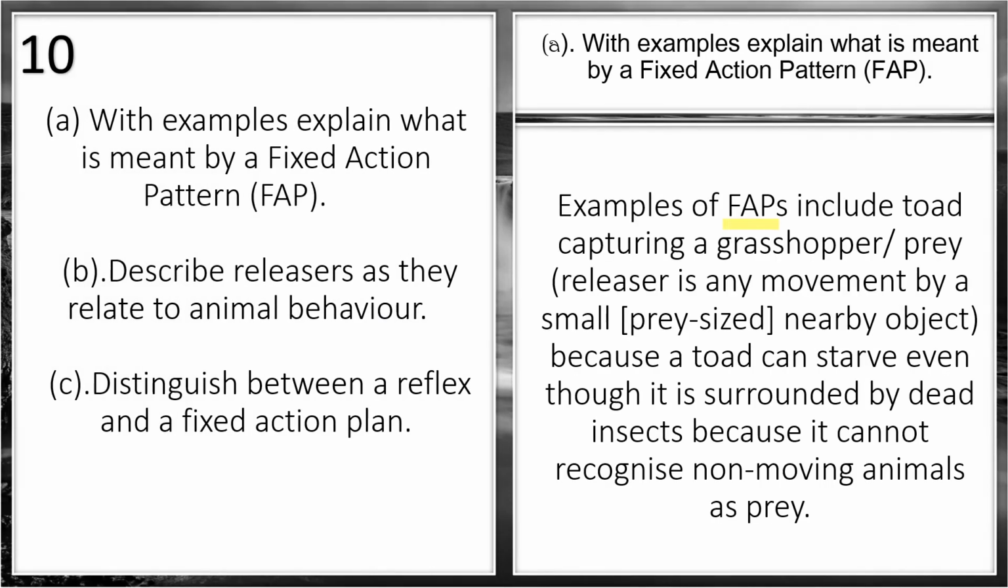Examples of fixed action patterns include the toad capturing a grasshopper prey. The releaser is any movement by a small-sized prey or nearby object. A toad can starve even though it is surrounded by dead insects, because it cannot recognize non-moving animals as prey.